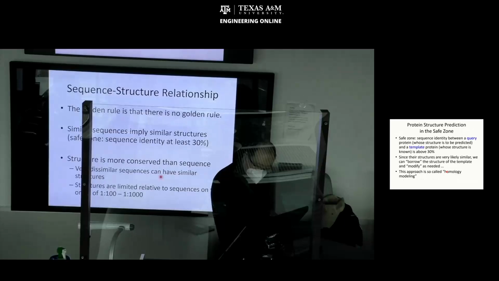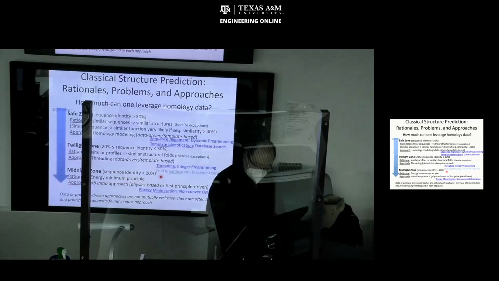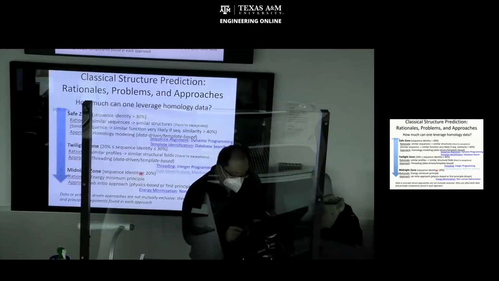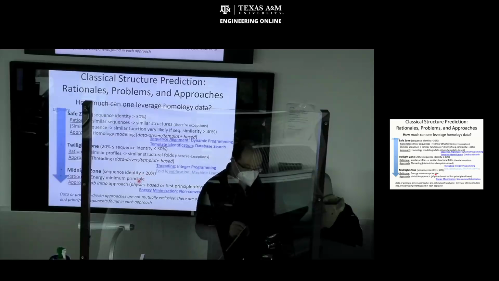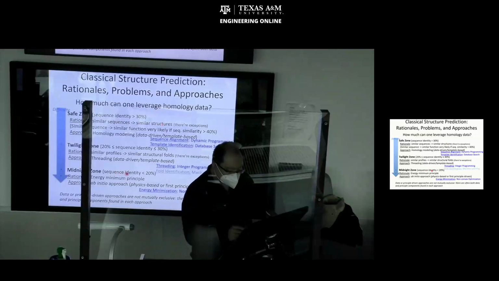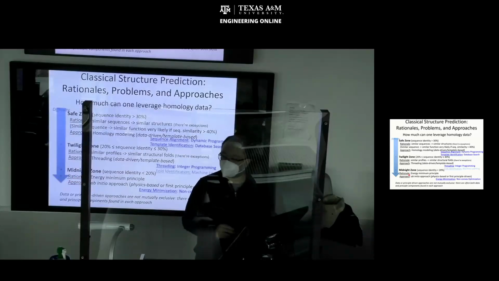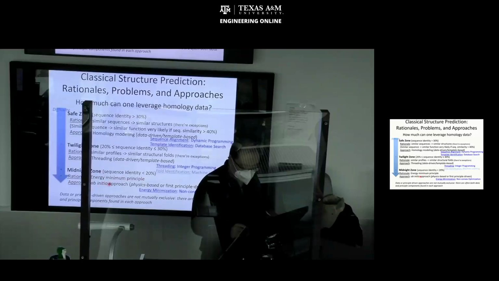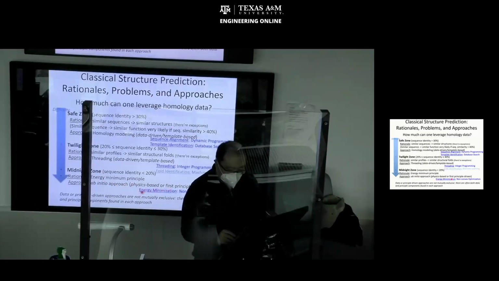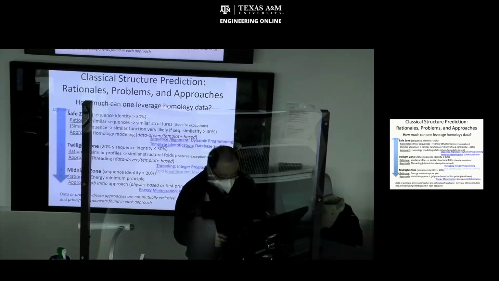So in other words, in the midnight zone, when the sequence similarity is not enough to sustain the relationship between similar sequences and similar structures, then you have to rely on the principle a little bit more. So we have to follow the energy minimum principle that you have learned. And that would involve a lot of energy minimization, especially numerical optimization.